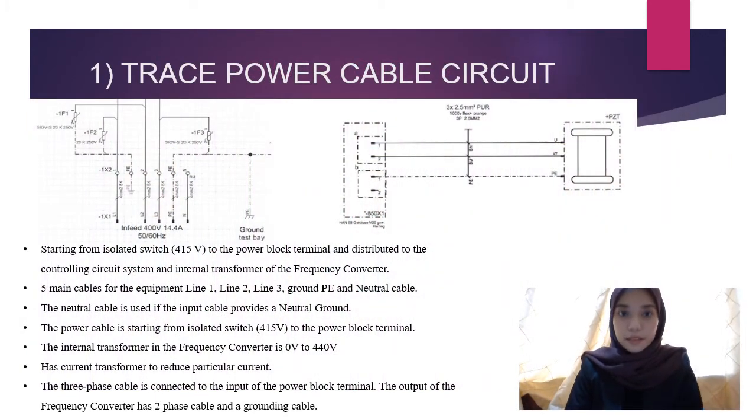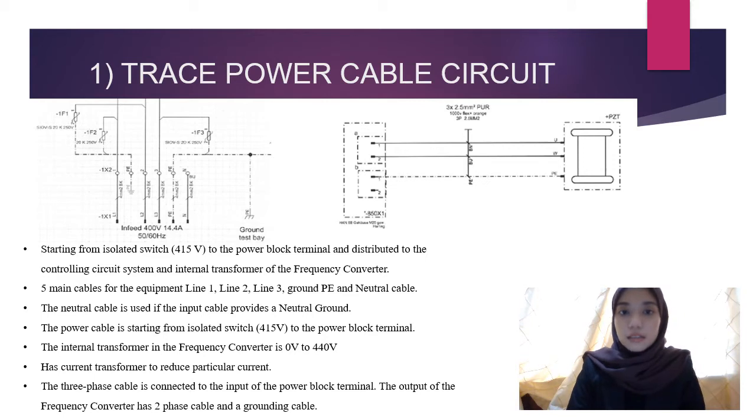My name is Nurul Shazwani and I will present about the trace power cable circuit, starting from the isolated switch 415 volt. This is the power input connection for the circuit. Firstly, there are 5 main cables of the equipment: line 1, line 2, line 3, ground PE and neutral cable. The neutral cable is used if the input cable provides a neutral ground. The power cable goes from the isolated switch 415 volt to the power block terminal.